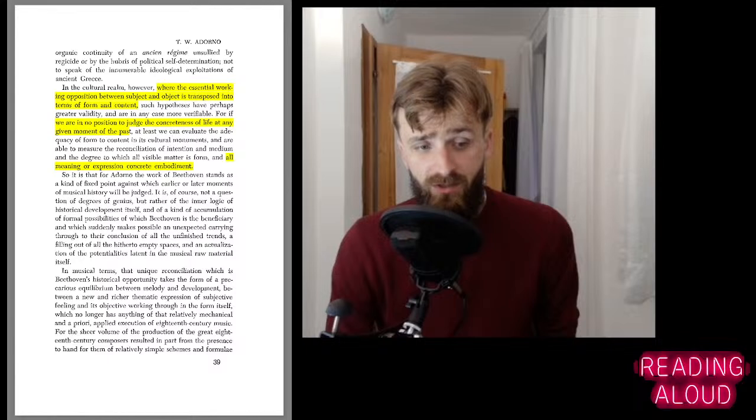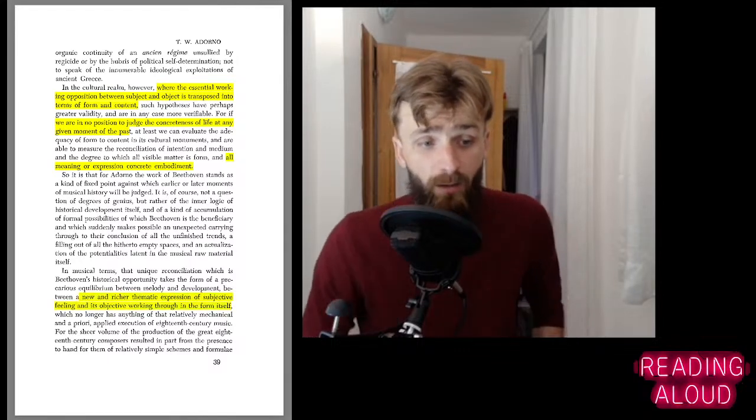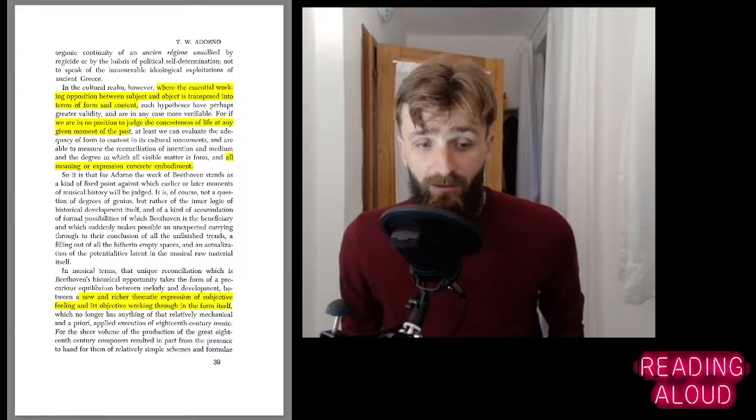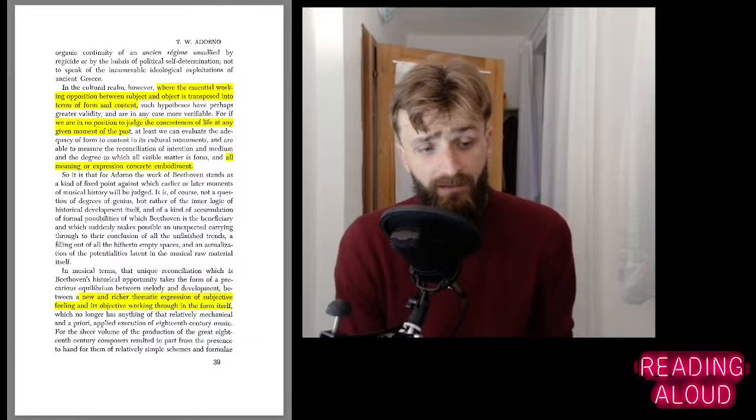In musical terms, that unique reconciliation, which is Beethoven's historical opportunity, takes the form of a precarious equilibrium between melody and development, between a new and richer thematic expression of subjective feeling and its objective working through of the form itself, which no longer has anything of that relatively mechanical and a priori applied execution of 18th century music. For the sheer volume of the production of the great 18th century composers resulted in part from the presence to hand for them of relatively simple schemes and formulae of execution.